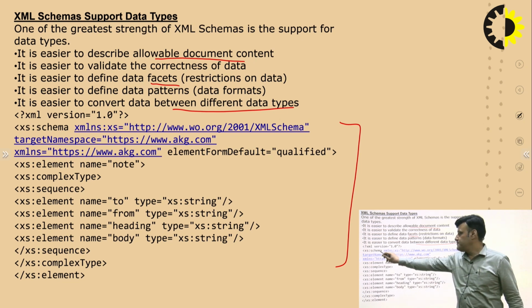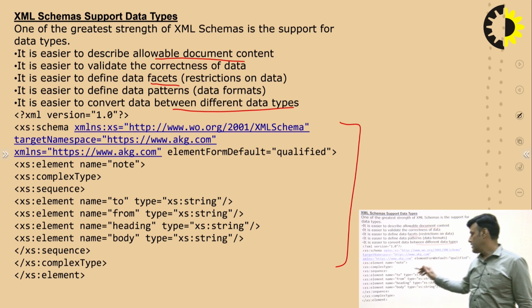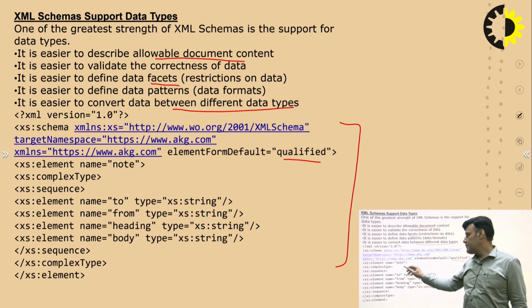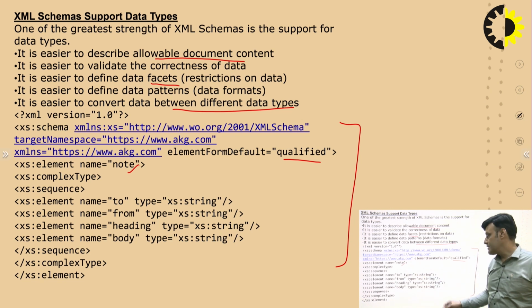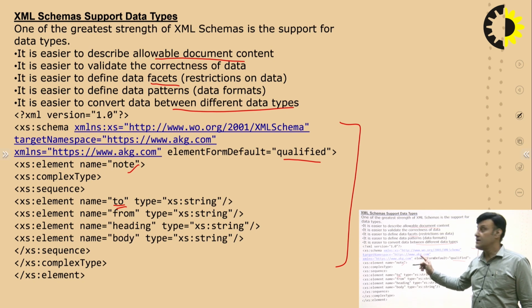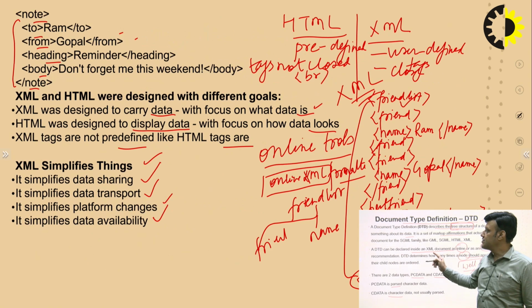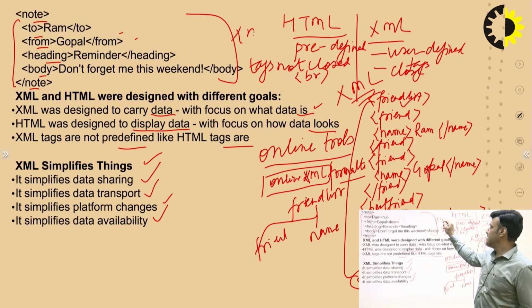Now there are a lot of attributes also. Element form default qualified is there, right? Element name, this is the name of the root tag here, note. Under this note we have two. Where is my initial file? Yeah, this is my XML file, right? Now what is the schema of this file?